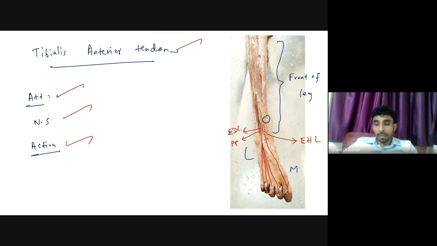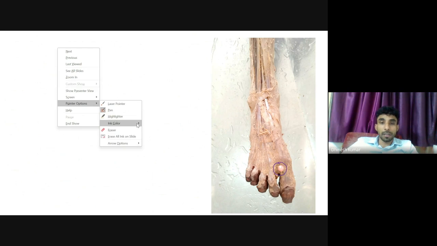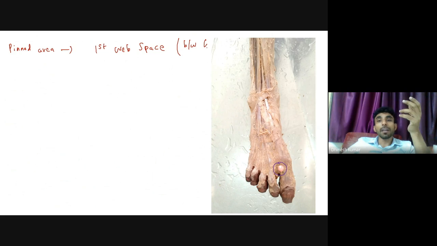Now, can you please try to identify the nerve supply for the pinned area? That's the question for this spotter specimen. Identify the pinned area. What is the nerve supply? If the pinned area is asked, obviously, what is the pinned area? It is the first web space, which is between what? Great toe and the second toe. Between great toe and the second toe, we have the first web space.